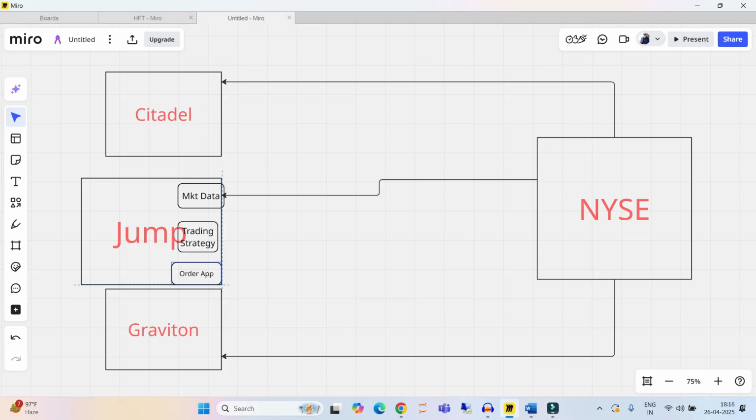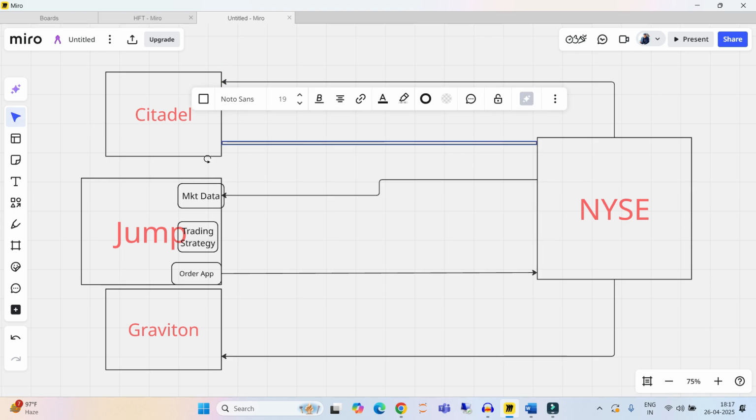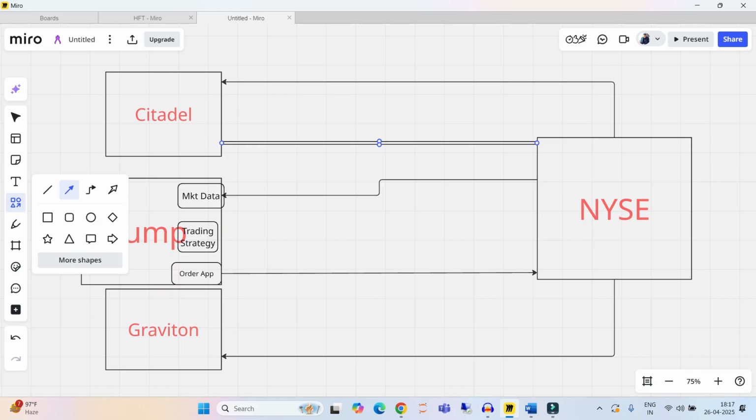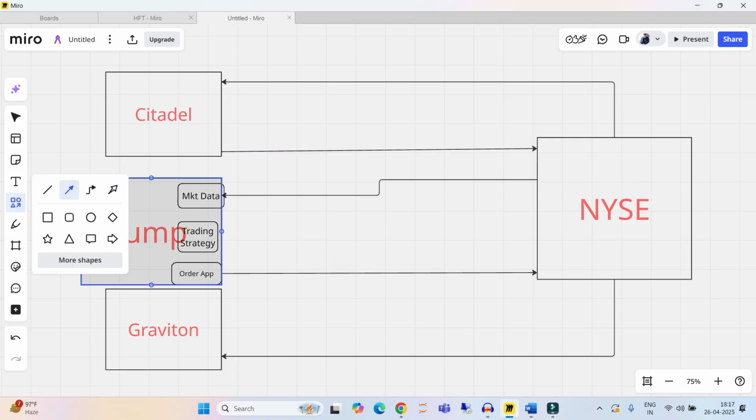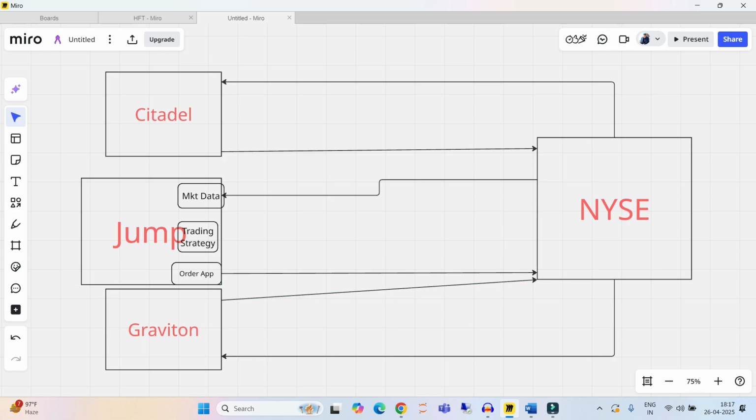And one more application is order management, or you can say order application. Okay, so one is your market data, one is your trading strategy, then one is your order app, right? So the process will go very simple, from market data to trading strategy, then it will go to the order app, and from here it will instruct this information to your NYSE, or New York Stock Exchange. Okay, so the same thing goes to here as well.